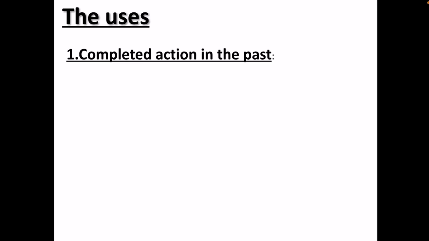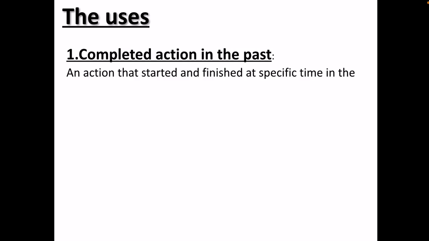First, completed action in the past. What's the meaning of completed action in the past? Completed action in the past means an action that starts and finishes at a specific time in the past. Meaning the action's beginning and end were both in the past, so we use the past simple tense for it.